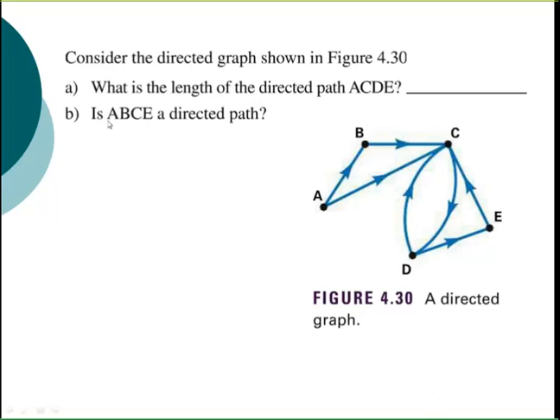And then is A, B, C, E a directed path? Yes, of course it is, because it all has arrows. So very simple questions. This is actually a very short section in your book.